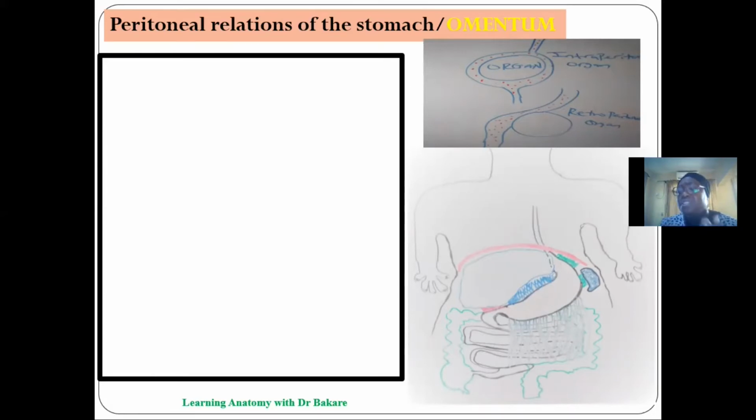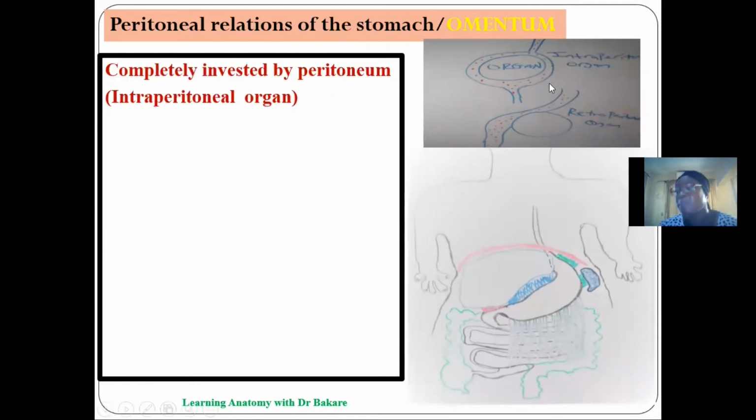What kind of peritoneum covering does the stomach present? Is it an intraperitoneal organ or a retroperitoneal organ? The stomach is an intraperitoneal organ, which means that it is located within the peritoneum. If you look at this image, it will help us understand this. This is the organ, and you see the peritoneum highlighted in dark dotted red. So you see that the peritoneum covers the entire surface of an intraperitoneal organ.